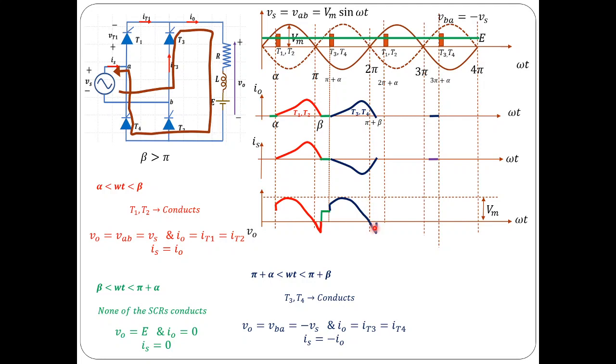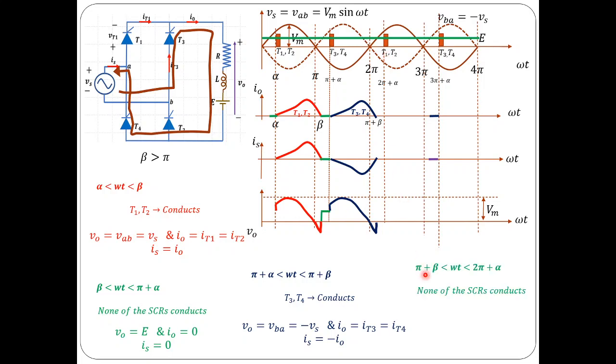Now at omega t equal to pi plus beta, the current through the load becomes 0, and if you find the voltage across thyristors T3 and T4, you will see that they are reverse biased. The voltage across them is negative, so they are no longer going to conduct. At the same time, the next sequence of thyristors T1, T2 are also not going to conduct because they are not fired, so the gate signal is not applied.